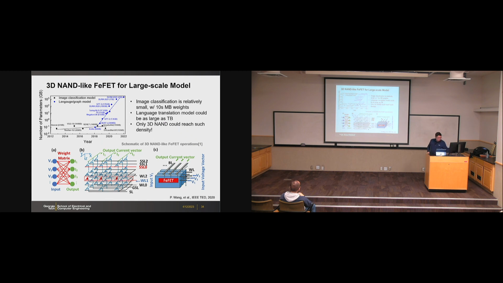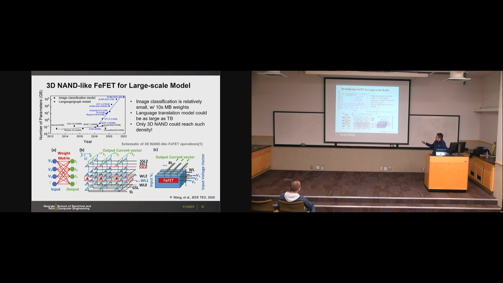And lastly, I will spend maybe 1 or 2 minutes on large-scale models. The reason is that if you look at machine learning or AI models, you can classify them into 2 categories. One is the image classification model, your ResNet and other networks. Those are typically only tens of megabytes. You can do that with RRAM, FE-FET, or even SRAM in the scaled node. You can do 20 megabytes, 50 megabytes, not a big problem.